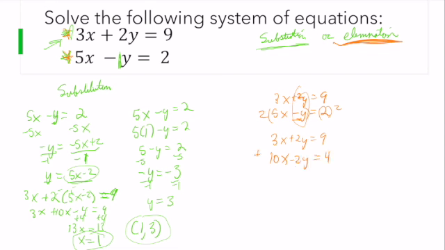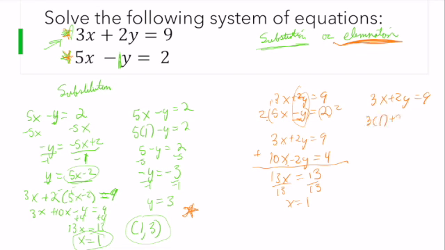Then what do I do? I add these together. 3x and 10x is 13x. 2y and negative 2y is 0y. And 9 and 4 is 13. I go ahead and solve for x. I can then plug that into either equation in order to solve for y. I'm going to plug it into 3x plus 2y equals 9, because you didn't see me do that in the problem we did first using substitution. And I'd like to show you that you're going to get the same answer regardless.